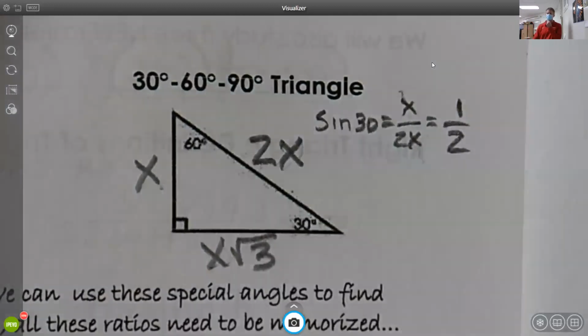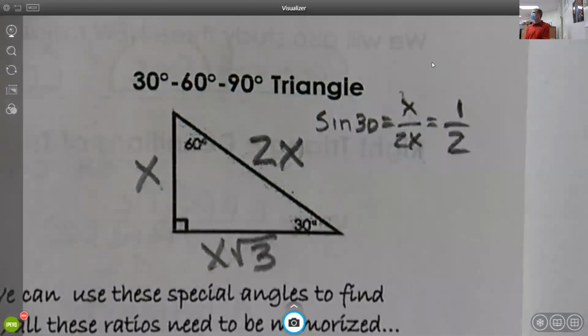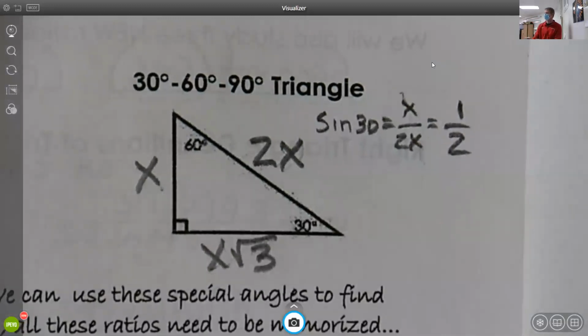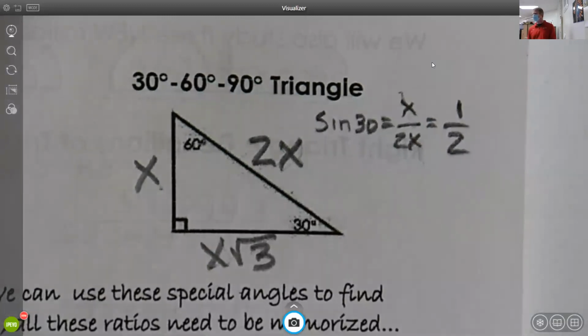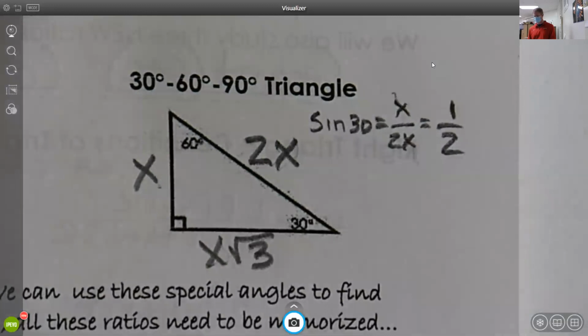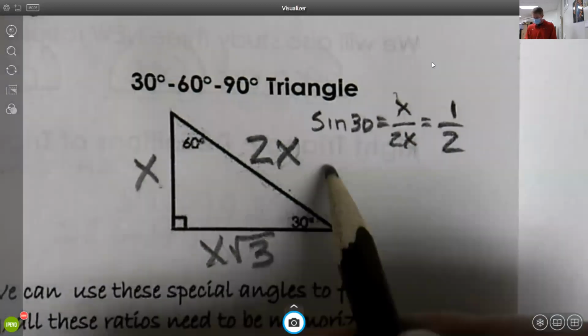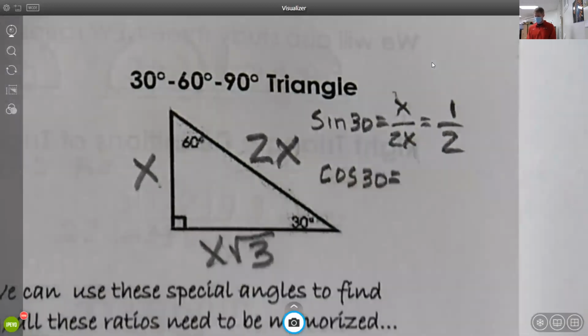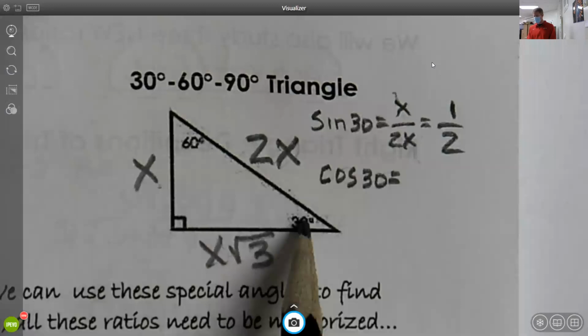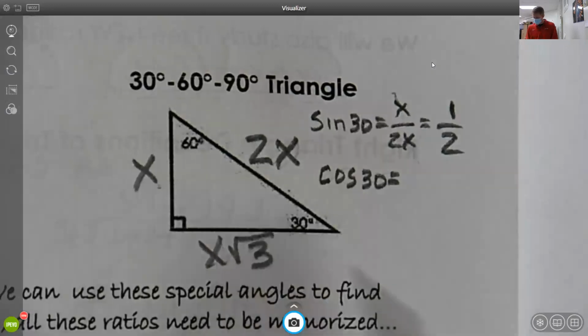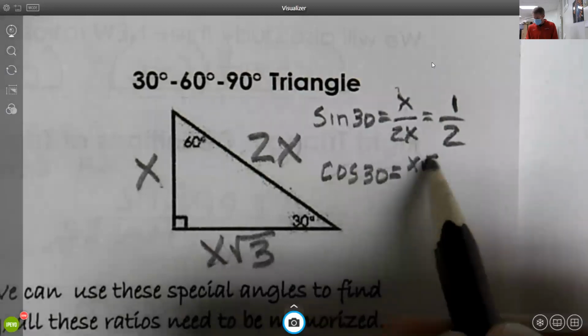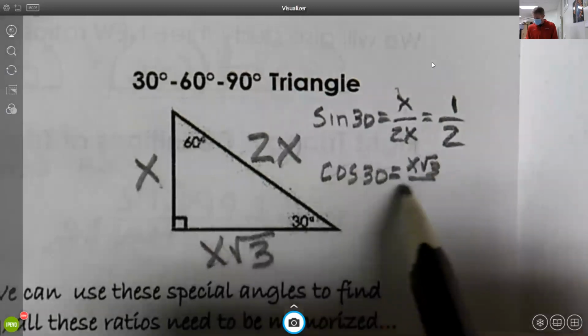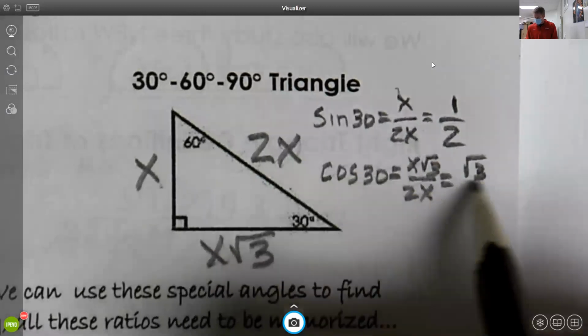That's how we determine if our calculator is in the right mode or not. We do sine of 30 and we get 0.5. So down in your chart, you can put down 1/2 for the sine of 30. The cosine of 30 would be adjacent over hypotenuse. That is x root 3 over 2x. That's root 3 over 2.